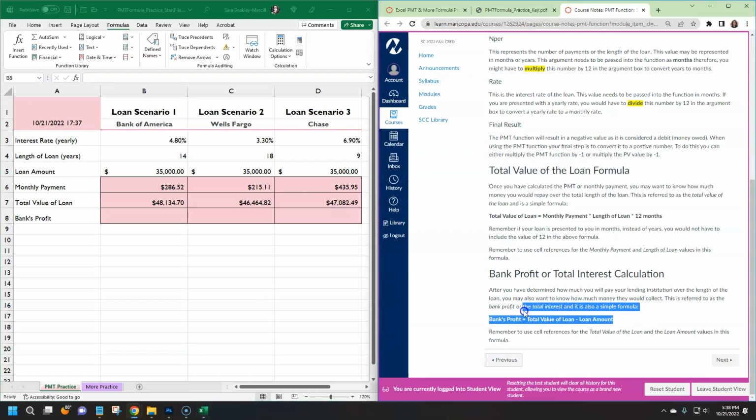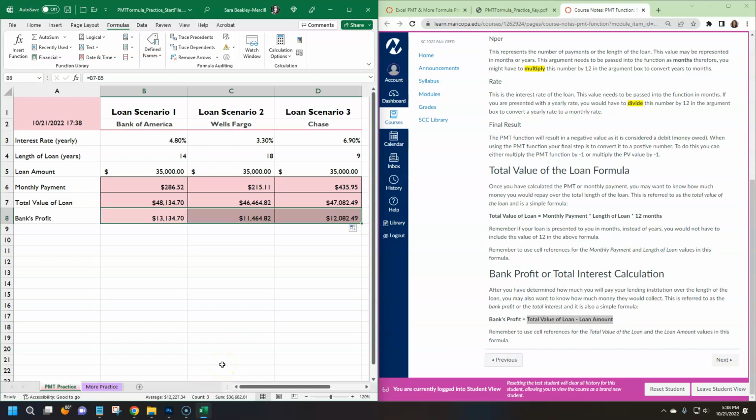Again, that's right here. It's the total value minus the loan amount. So equal total value, big number, minus loan amount, small number, and I'm going to pay Bank of America about 13 grand, and I'm going to use the fill handle, right?